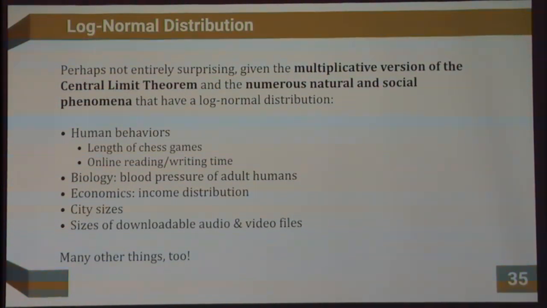One of the funniest ones was that the amount of time people spend writing comments on Facebook is distributed log-normally. The sizes of downloadable audio and video files online, log-normal distribution. The income distribution, if you look at American income distribution, is log-normal for like 99% of it. Rich people have their own distribution, as it turns out. Who'd have thought?